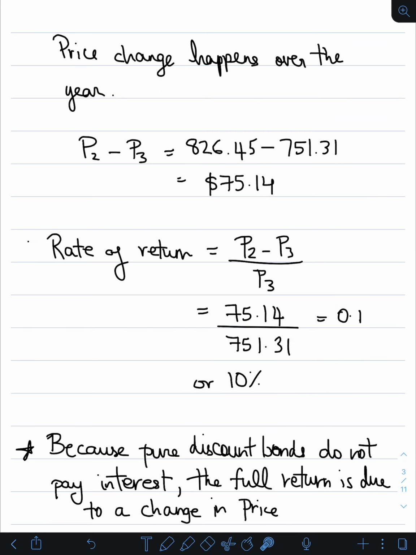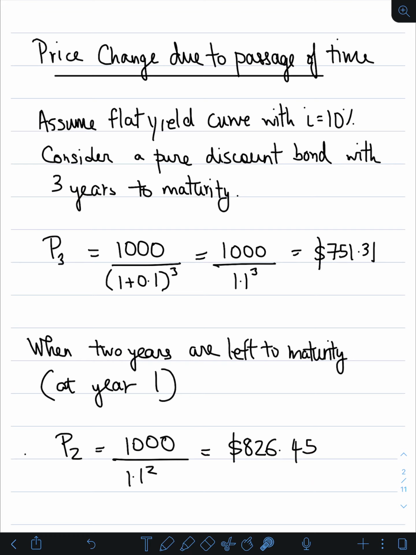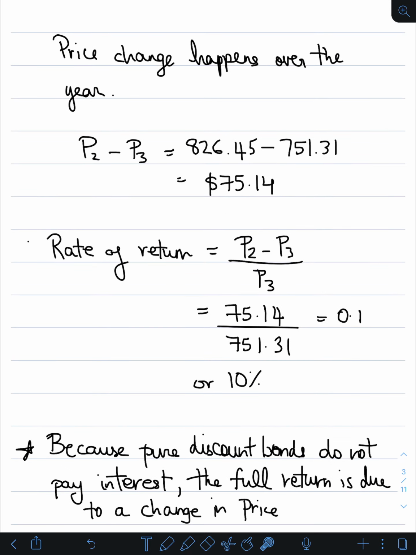So this price change happens over the year, and we're trying to find what the price change is. We just take a subtraction, right? What was the new price, and what is the old price? So the new price minus the old price is 826.45 minus 751.31, and that turns out to be a positive 75.14. This bond price increased by 75.14 over that year.